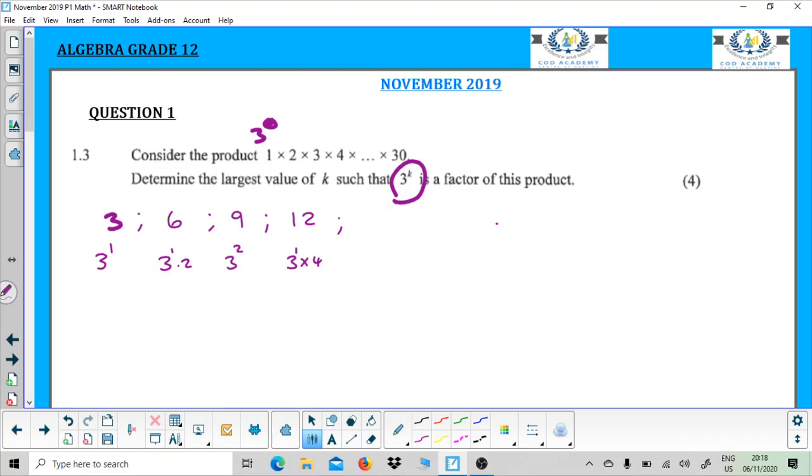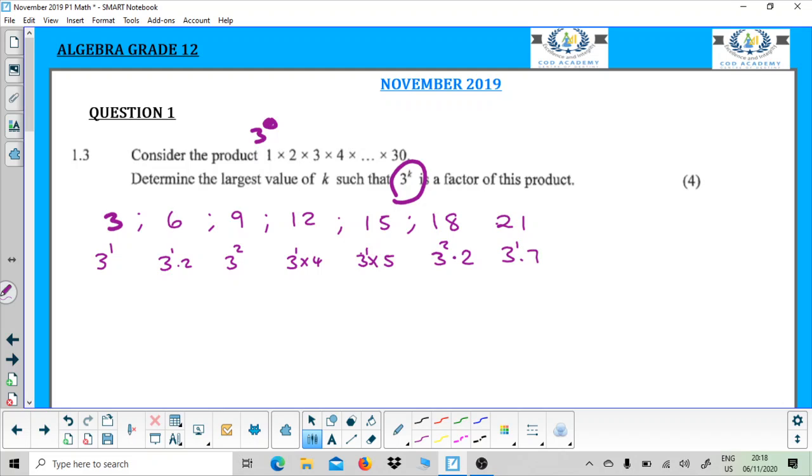The next number that 3 can go into would be 15, and that would be 3 times 5. So it's 3 to the power 1 that we get on this 15. And 18, it's 3 times 6. Or is there a better way of expressing it, because 6 itself is also 3 times 2. So we can say 3 squared, isn't it? For 18, we can say 3 squared multiplied by 2. Then the next thing we have is 21. 21 is 7 times 3. That should be 3 to the power 1, right?